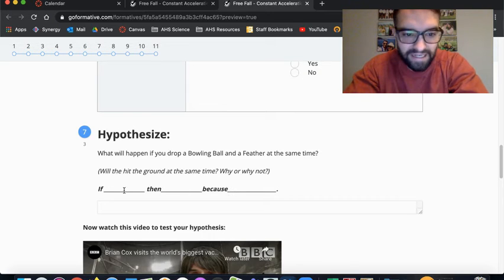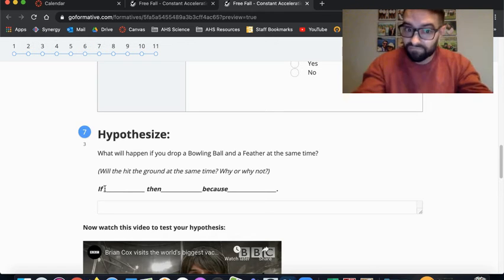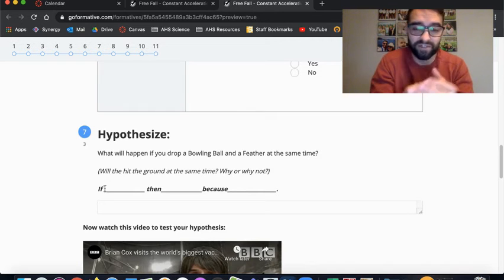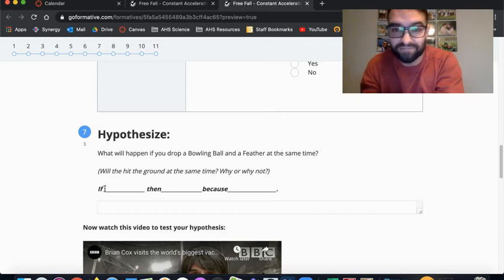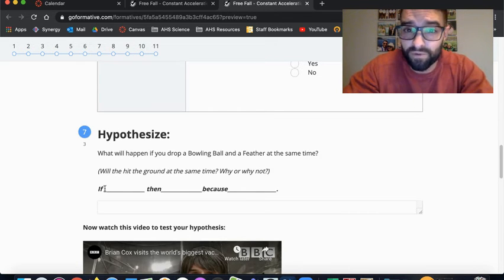If, then, because. Typically you might restate the question: what will happen if you drop a bowling ball and a feather at the same time? So you might say, if you drop a bowling ball and a feather at the same time, then, that's when you explain. Will they hit the ground at the same time? Might be where you approach that. So if you drop a bowling ball and feather at the same time, then they will not hit the ground at the same time, or they will hit the ground at the same time. Whatever you're wanting to argue, and then because, you try to explain it. That is a very important part of the hypothesis. You've got to think about why.